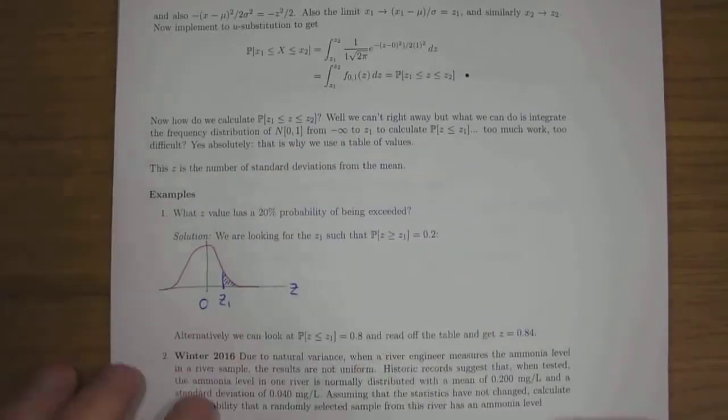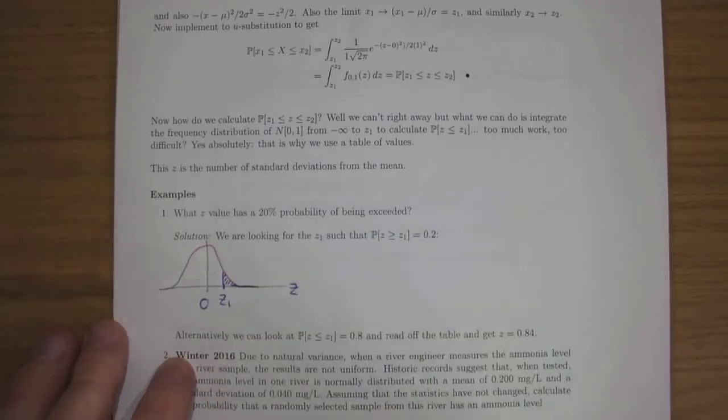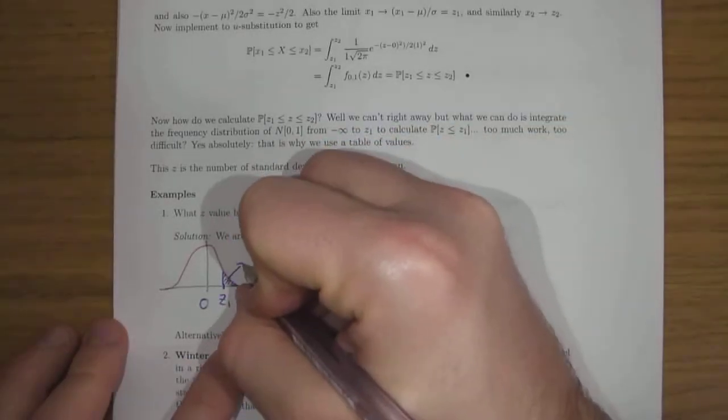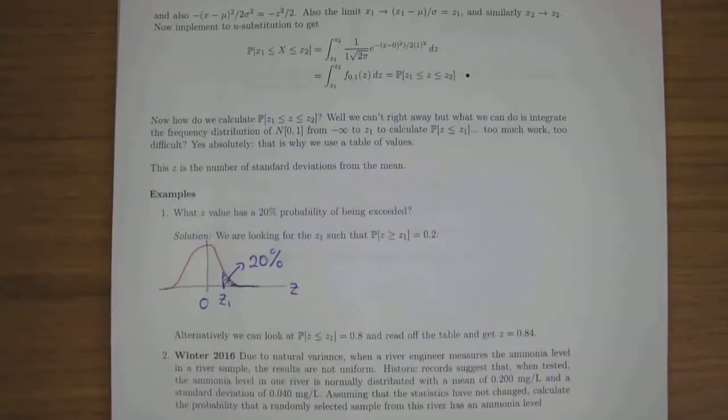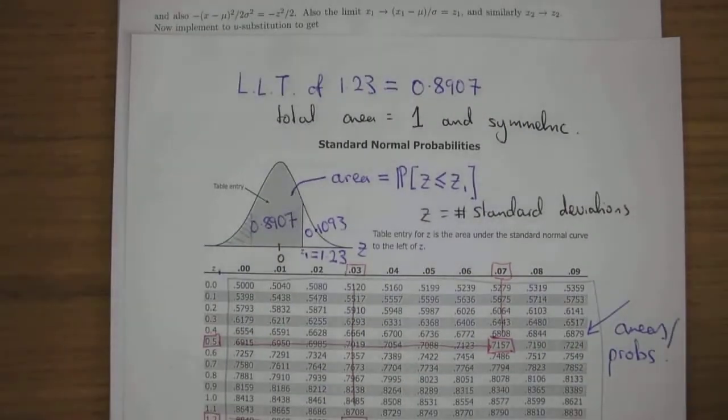Okay, and this tail goes on forever. So this area is 20%. Okay, now you have to work with what you've got. And what we've got is long left tails.